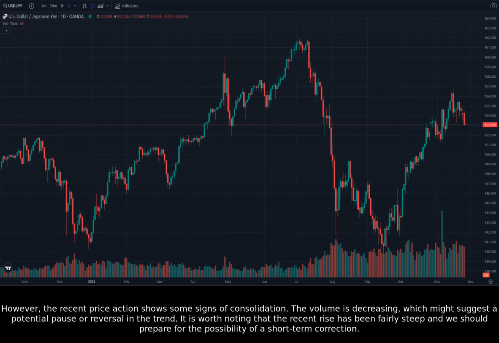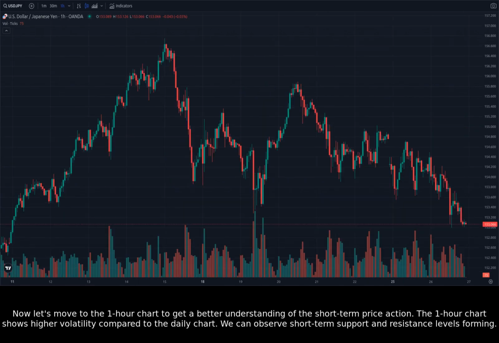It is worth noting that the recent rise has been fairly steep, and we should prepare for the possibility of a short-term correction. Now let's move to the 1-hour chart to get a better understanding of the short-term price action. The 1-hour chart shows higher volatility compared to the daily chart. We can observe short-term support and resistance levels forming.